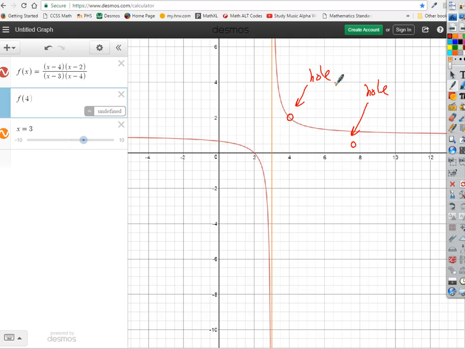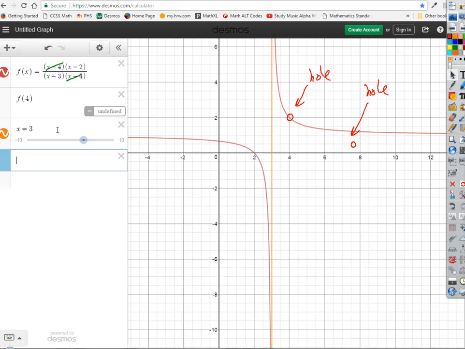Okay, here's the thing though. What if I were to algebraically, just from yesterday, see if you can remember how this works, cancel the factors x minus 4? So I'm going to graph a new function down here. Let's graph the function g of x. How about g of x equals x minus 2 divided by x minus 3? Well, they line up perfectly. They're the same thing, right? What's the only difference?